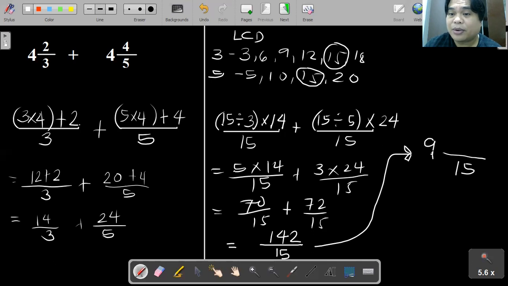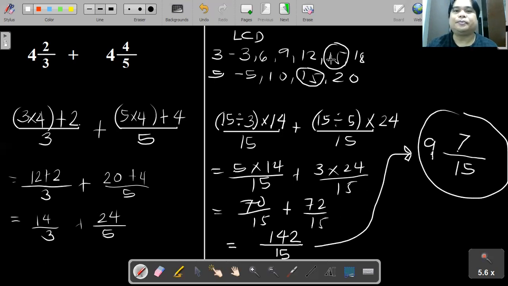Okay, so that becomes now our whole number. So let's try. 15 times 9, what do you get? You get 135, right? So from 135, you just count off until you get to 142. Whatever number you get becomes your numerator, which is 7. So that becomes now your numerator. Okay? So that's your final answer.